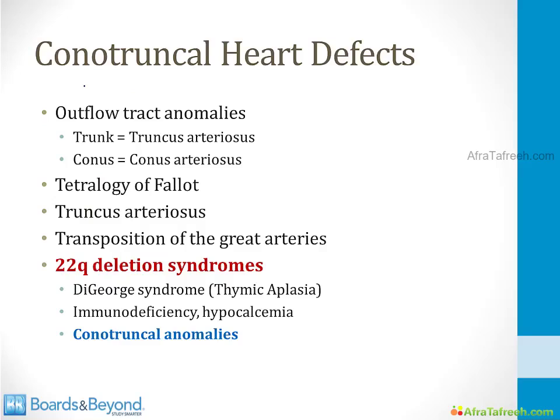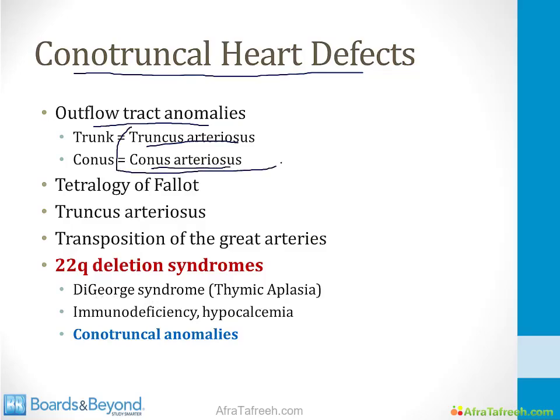I'll finish with this slide and mention a term that you may read about in your textbooks and board review books, and that term is conotruncal heart defects. This term is used to refer to a number of congenital heart disorders where there is an outflow tract problem. The trunk in the word conotruncal means the truncus arteriosus, and the cone means the conus arteriosus, and these two structures form the outflow of the right and left ventricles.